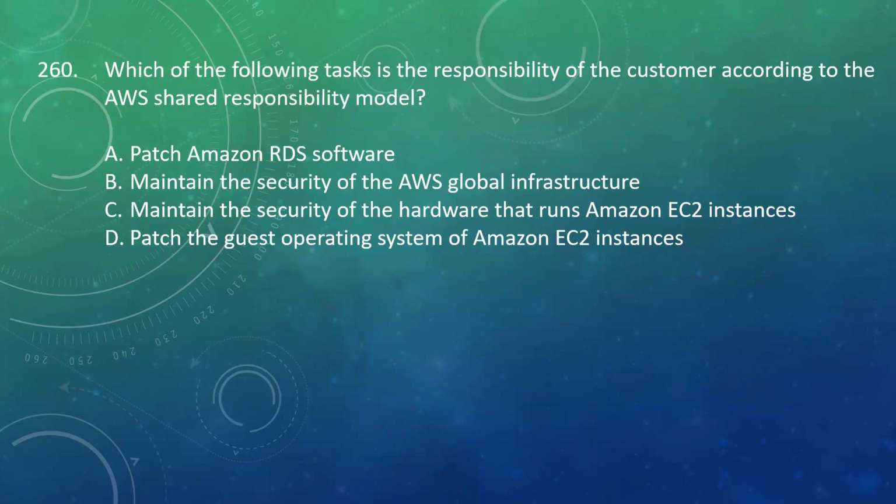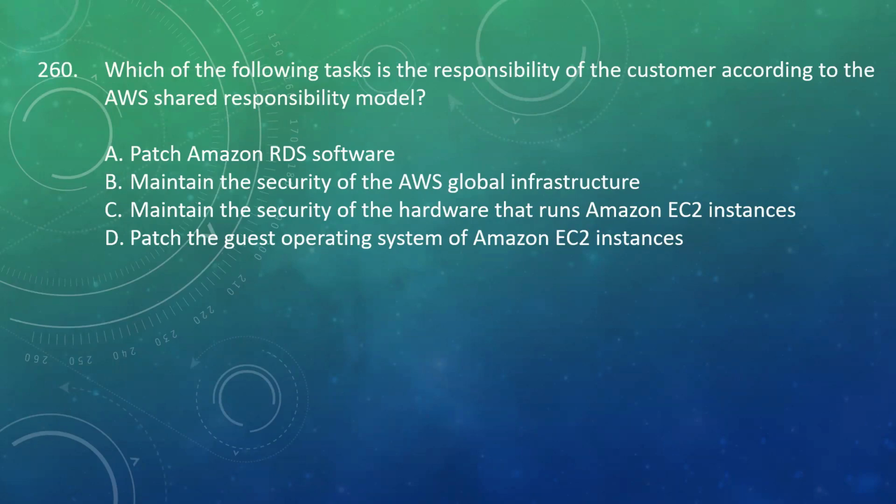Let's look at the first option, which is patch Amazon RDS software. This task is the responsibility of AWS. AWS manages and applies patches to the underlying infrastructure and software that runs managed services like Amazon RDS. The second option is maintain the security of the AWS global infrastructure. This is the responsibility of AWS again. AWS is responsible for the security of the cloud infrastructure, including data centers, networking, and hardware that supports their services.